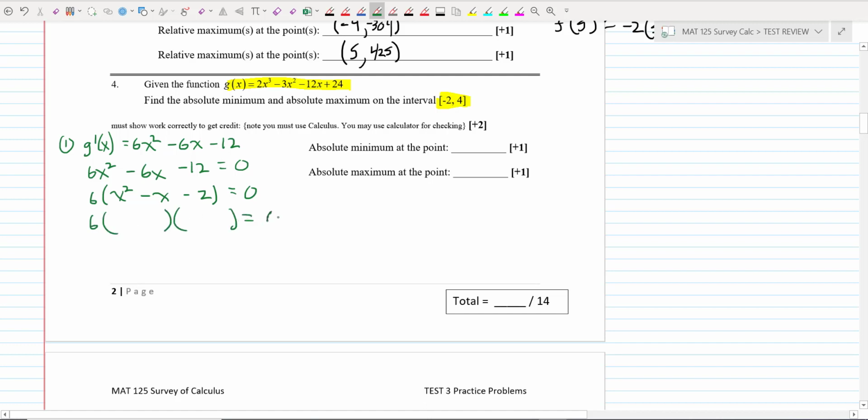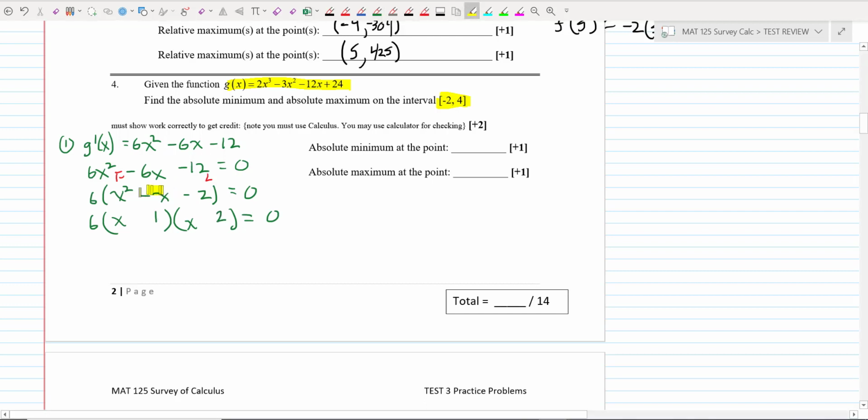We take the 6 out, and then again, the first part of your FOIL would be the x squared. So your first term is just going to be x and x. Your last term on the FOIL is 2. So there's only one way to do that. 2 times 1 or backwards won't make any difference. So I'm just going to go 1 times 2 to get 2.